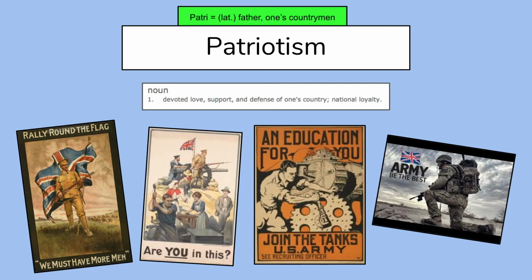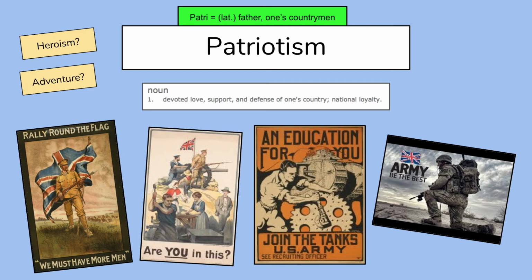He felt that the whole of Yorkshire was in mourning when he was growing up because of the impact of war. Now, to really understand the context of Bayonet Charge, we need to know what this word means: patriotism. So a definition for this is a devoted love, support and defence of one's country, or, in short, a national loyalty.